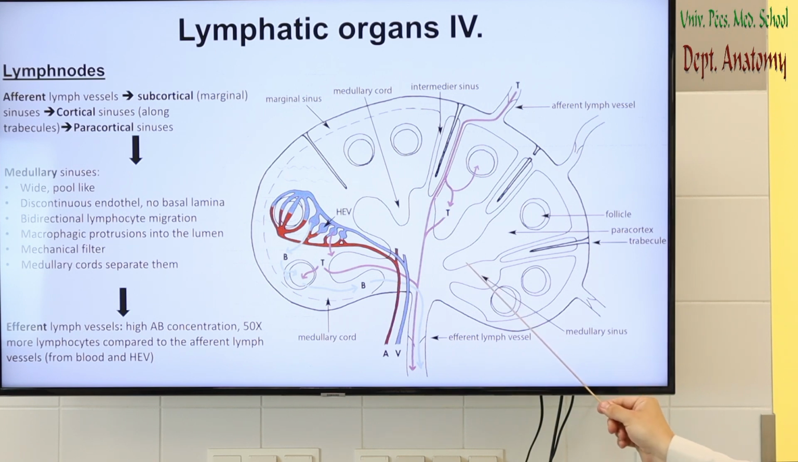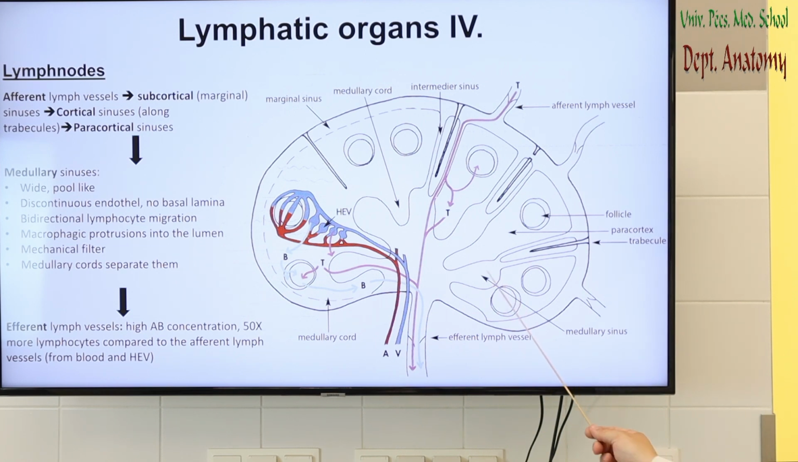You can see that the medullary sinuses are wide pool-like structures, and they also have this continuous endothelium and lamina basalis. This allows also, just like the HEVs, bidirectional migration of lymphatic cells into the lymphatic fluid and out of the lymphatic fluid. And here we can find along the walls of the medullary sinus macrophages which stick their protrusions into the sinuses, and they work as mechanical filters.